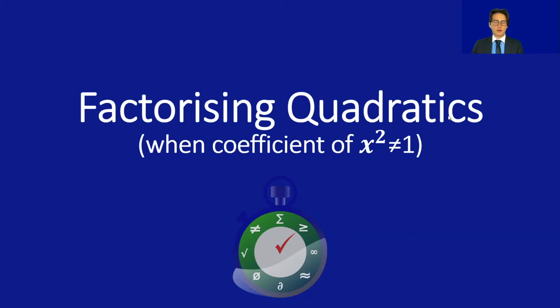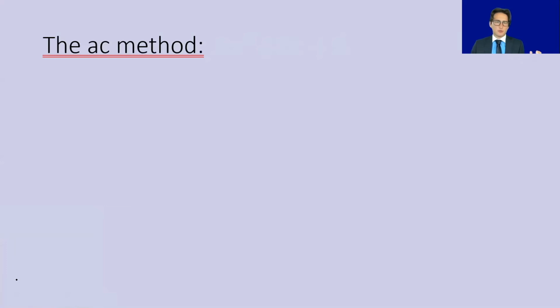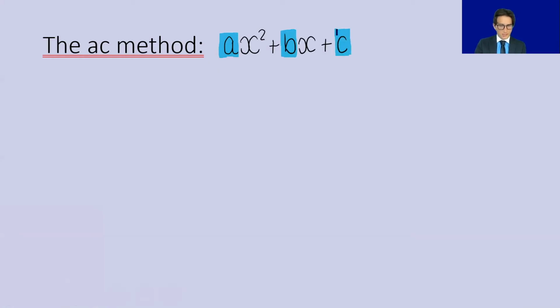Okay, so we're going to look at factorising quadratics when the coefficient of x squared is not equal to 1. Sometimes we refer to the method as the AC method, and the reason for that could be that we think of a general form of a quadratic as ax squared plus bx plus c, where a, b, and c are what we call the coefficients.